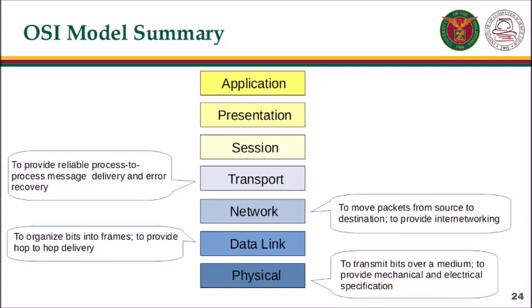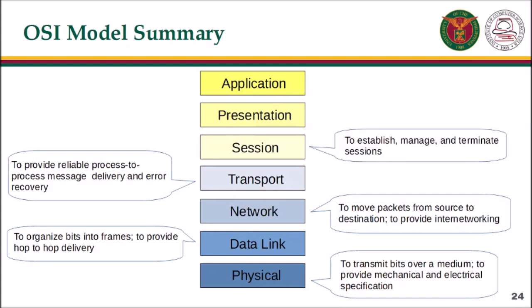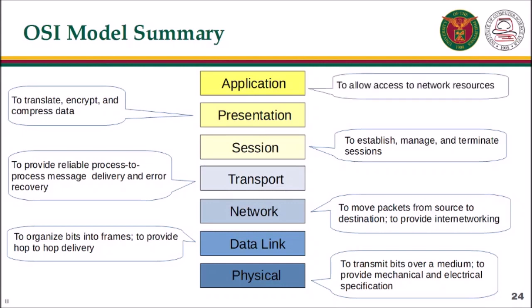The transport layer is responsible to provide reliable process-to-process message delivery and error recovery. The session layer is responsible to establish, manage, and terminate sessions. The presentation layer is responsible to translate, encrypt, and compress data. The application layer is responsible to allow access to network resources.